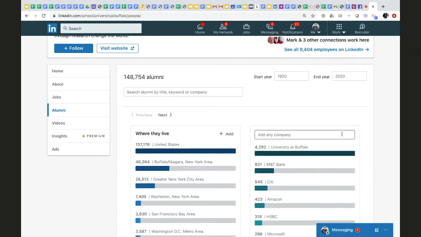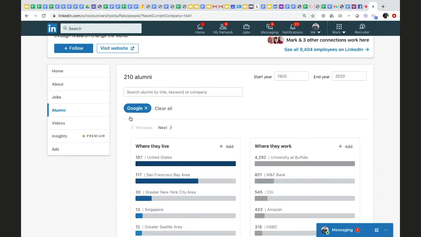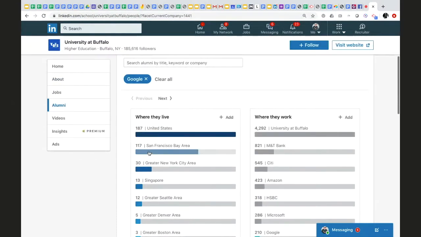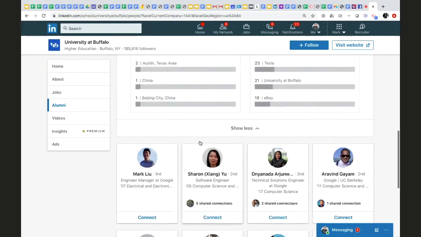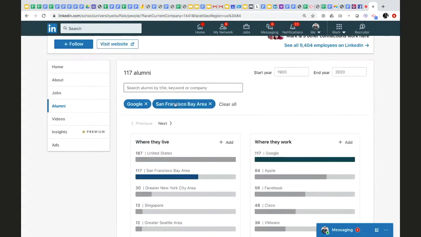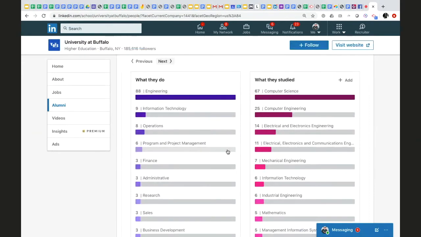So for instance, I might want to look at Google. And if I click on this, I can now see the 210 alumni that graduated from University of Buffalo. So they used to be in my region that now work at Google. And then I can look at, say, those in the Bay Area. And I've got the 117 people that went to University of Buffalo that work at Google. If I scroll over here, I can see what they do, what they studied, what they're skilled at.